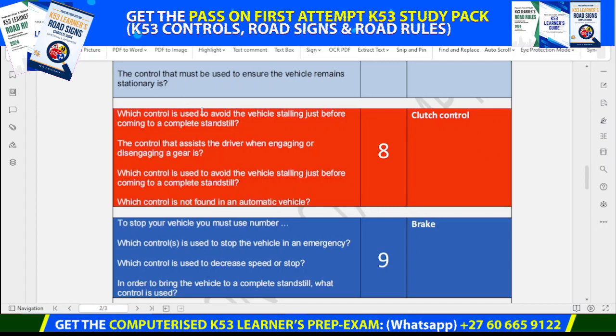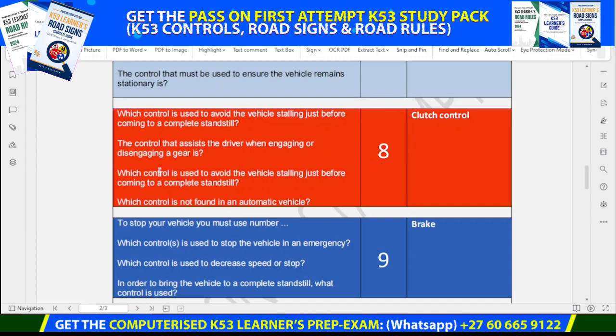Anytime you hear about a vehicle stalling, just know that there was probably an inappropriate use of the clutch by the driver. So the clutch is used to stop the vehicle from stalling, okay? The clutch is also used when engaging or disengaging gears. So when the question says the control which assists the driver when engaging or disengaging gears is, it has to be the clutch, which is control 8.